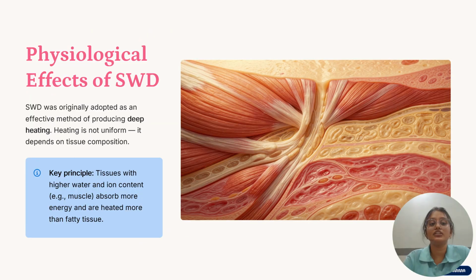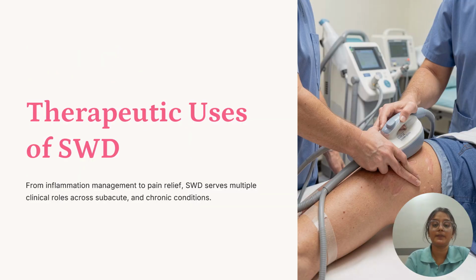So, the physiological effects of SWD. SWD produces deep heating, and the heating is not uniform. It depends upon the tissue composition. Key principle: tissues with high water content and ion content, like muscles, can absorb more heat as compared to tissues like fat, which do not have much water and ion content.